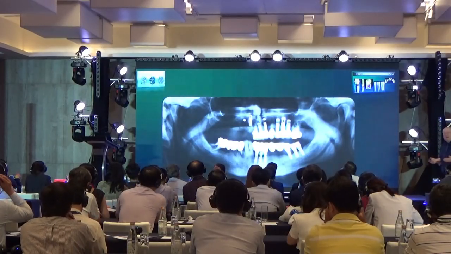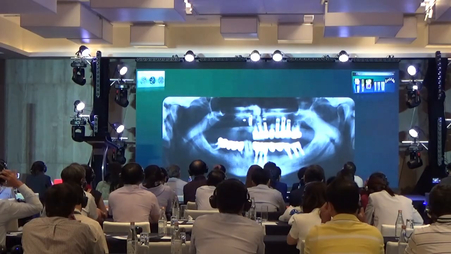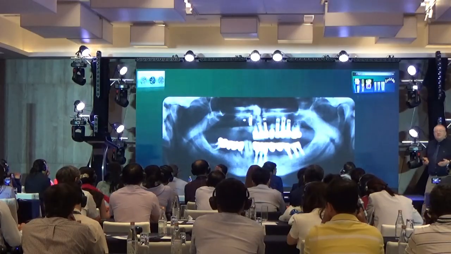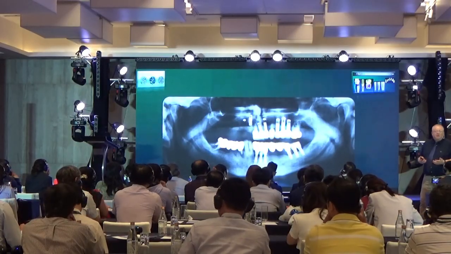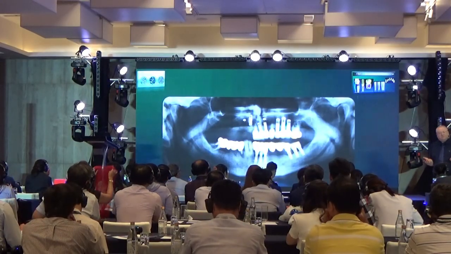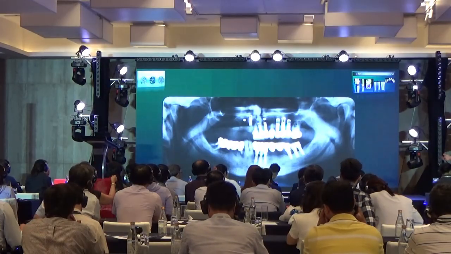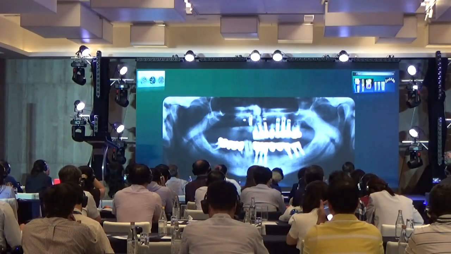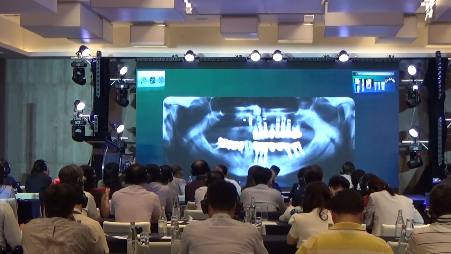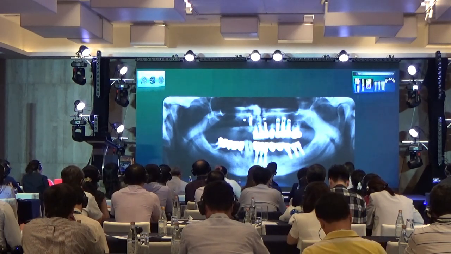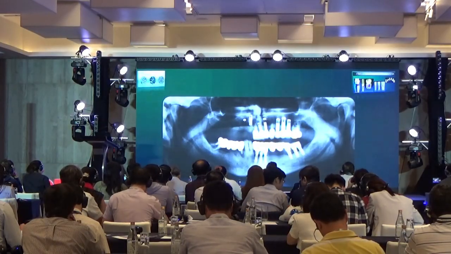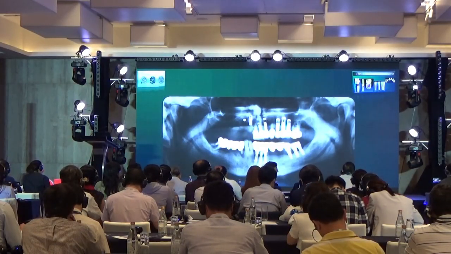So tell me, if he comes to you, he's a smoker, he has A1C of 9, what do you do with him? You make him implants, you do immediate loading, you do immediate implantation. What do you think? Tell him to go away. Hand him to your best friend.